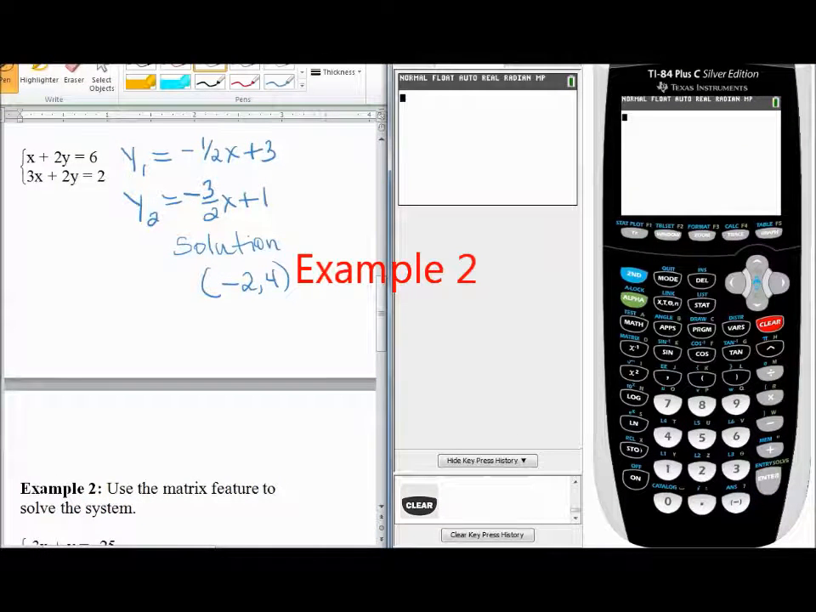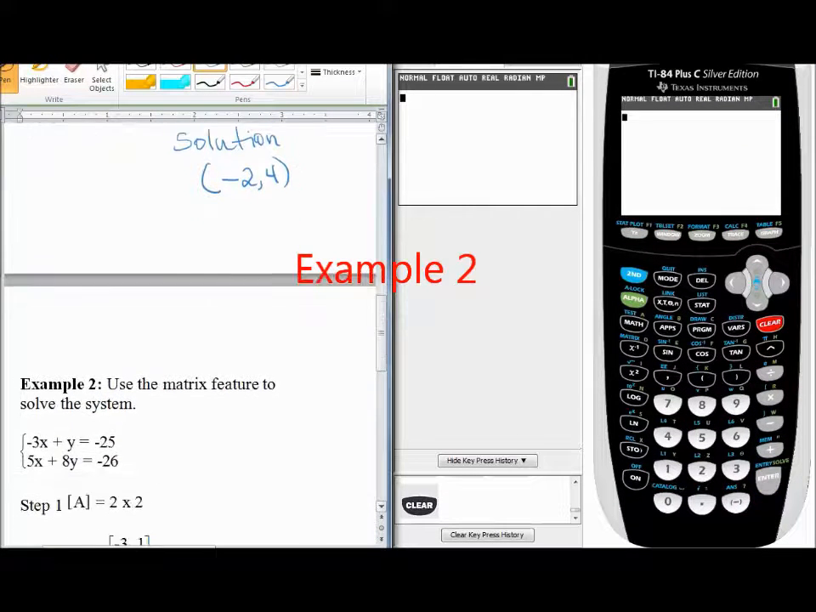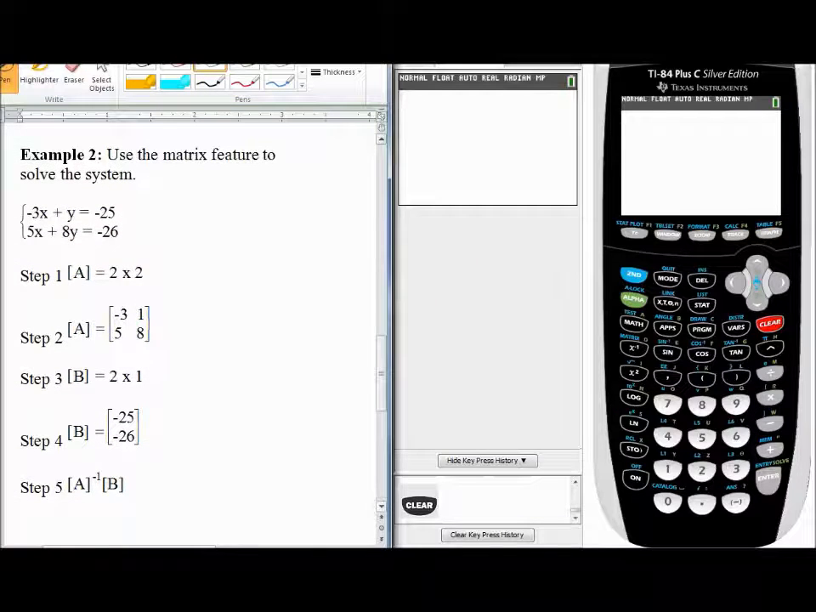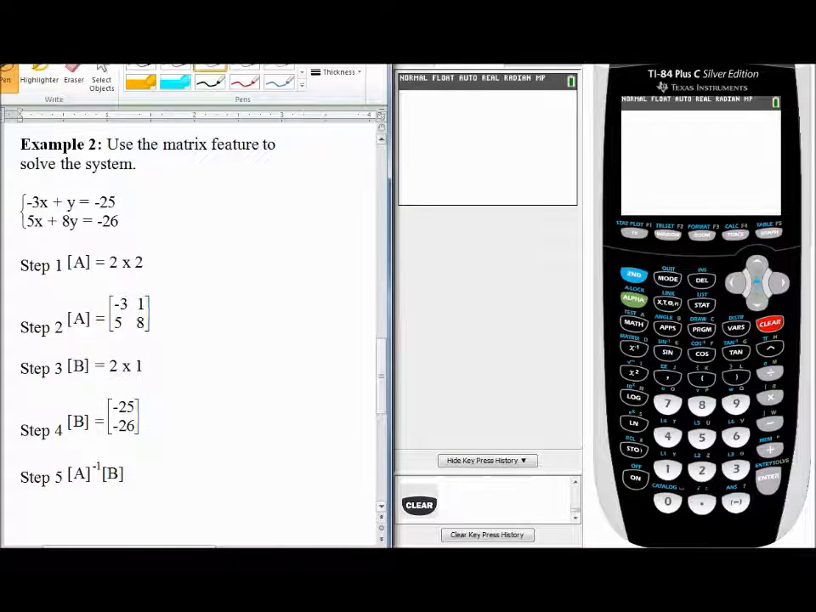Okay, for example 2, we're still solving systems of equations. However, this time we're going to use a different method. We're going to use the matrix feature in our calculator. And once again, if you have the notes, you do have it in front of you step by step what to do. So if you get lost, just jump back in. It is a little bit confusing with my students. I would give them the step-by-step instructions.